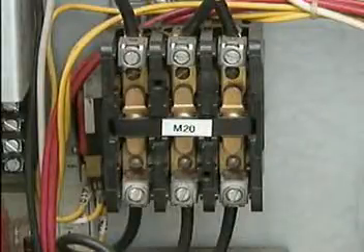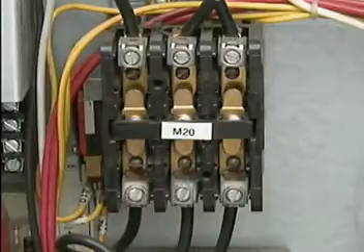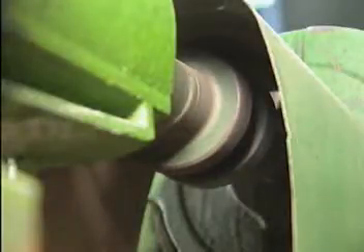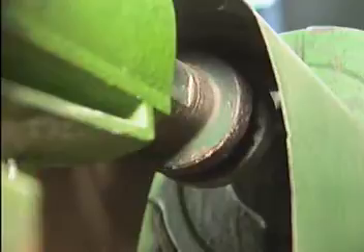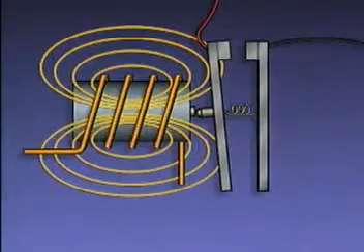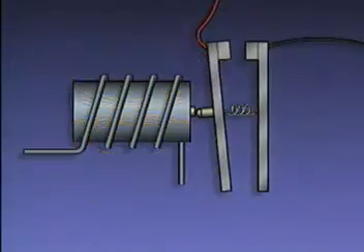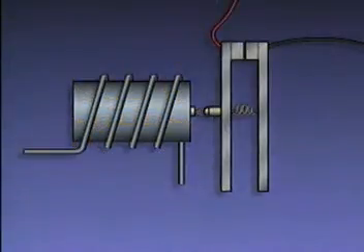As a result, contacts in the motor controller open, current flow to the motor through the power circuit is interrupted, and the motor stops. When the current flow through the power circuit and the coil stops, the electromagnetic field is also interrupted, and the force of the spring pulls the contact back to its original position.